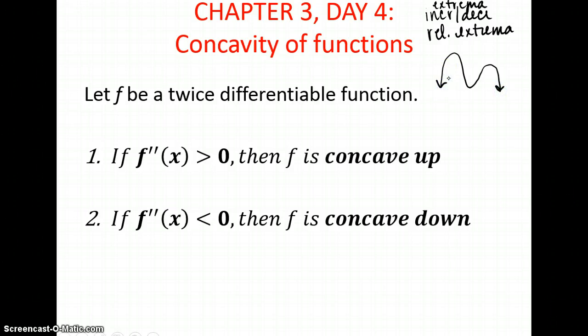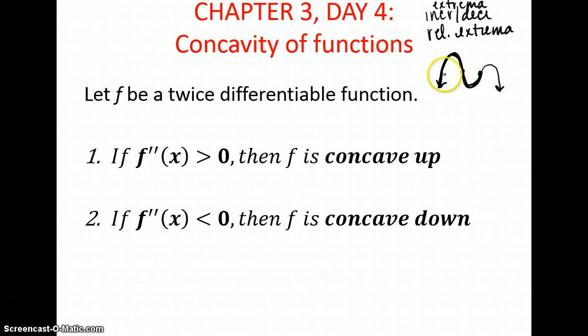Now, concavity deals with the shape of the graph. So if you think of a portion of the graph that would be like a downward facing cup, then this portion would be concave down. And then from about here to, we'll say this point, my function would be concave up.